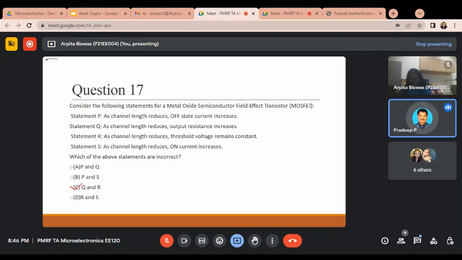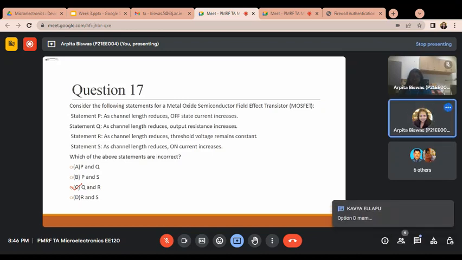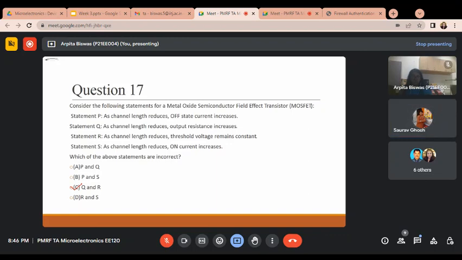You are asking for incorrect, na, madam? Yes, I'm not asking for correct, incorrect. Q is incorrect. Can you explain a little bit? Ma'am, basically, if the channel length is reducing, it happens in the saturation mode of operation. So during the saturation mode, my current will increase. So the output resistance, I think, reduces. Yes, the output resistance will reduce. So Q is not correct. And another one?